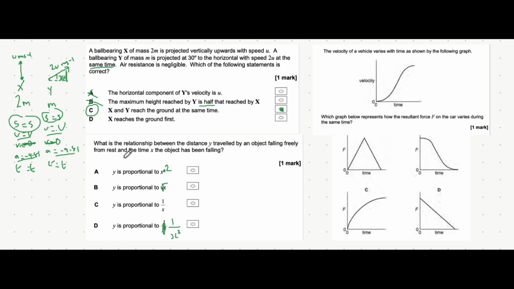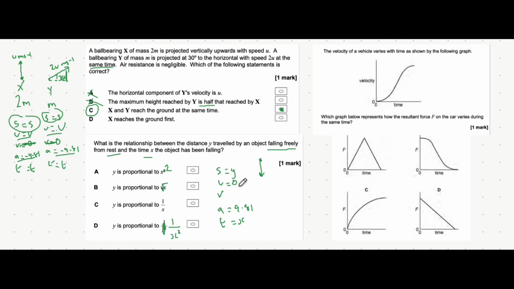Great. Let's now move on to this question here. What is the relationship between distance travelled, y, for an object falling freely from rest, and time x? Once again, let's label up the Suvat equations. If it's falling freely under gravity, that means it's going downwards in the direction of gravity, so that's positive 9.81 for the acceleration. It's told you that the time taken is represented by x, the distance travelled is represented by y, and the fact that it's falling from rest means that its initial velocity is 0.